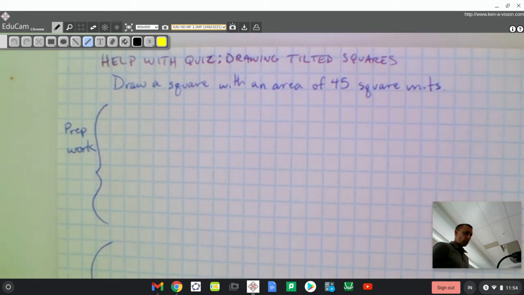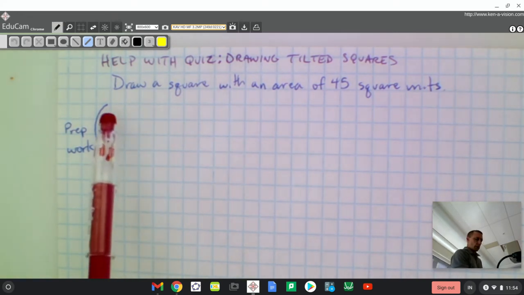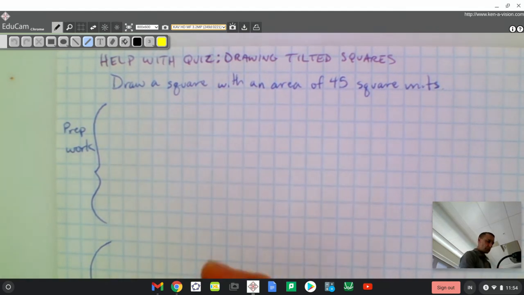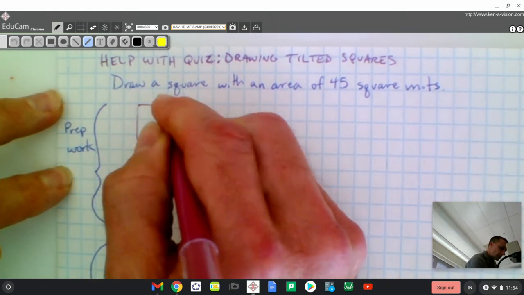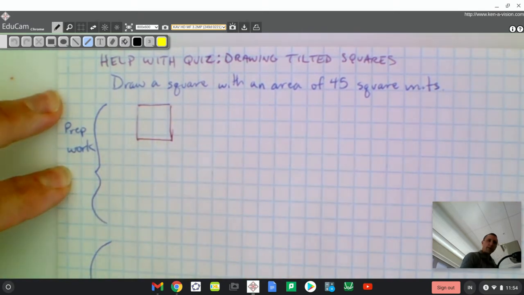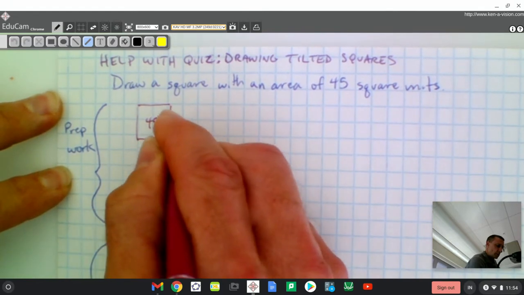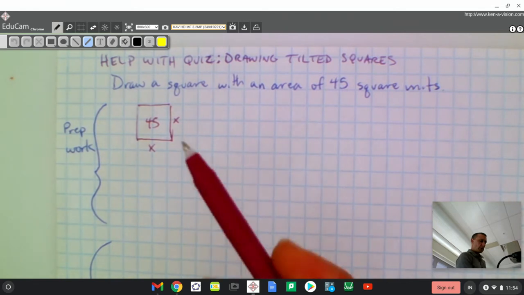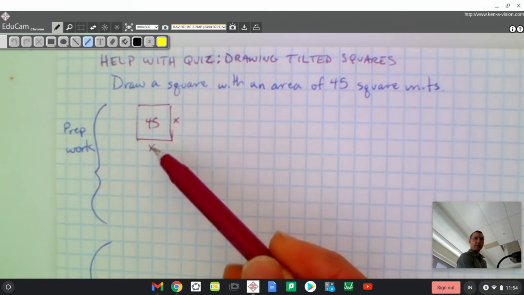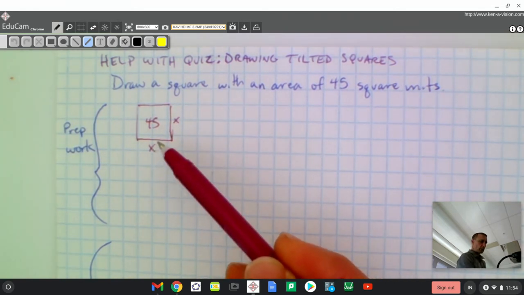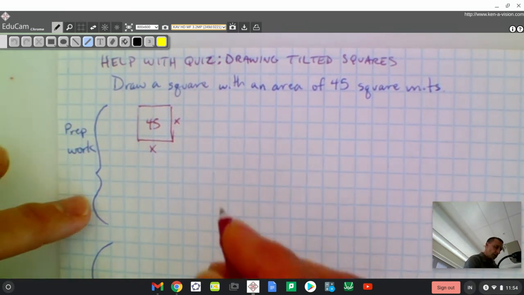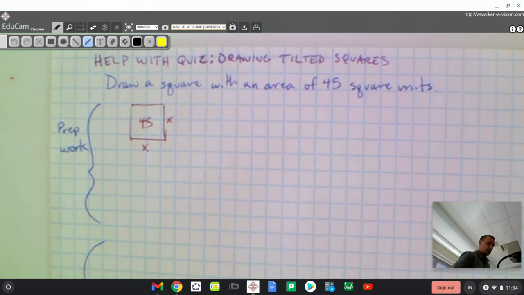So I'm just going to go through my whole thought process here. Draw a square with an area of 45 square units. So first I'm just going to think about that. I'm going to draw a quick square of any size so I can think about this. The area is 45 square units. What number times itself equals 45? Well, my multiplication tables tell me that there isn't an exact answer. So that means I'm going to have to come up with a tilted square in order to get a perfect result. So now I want to use this pattern.